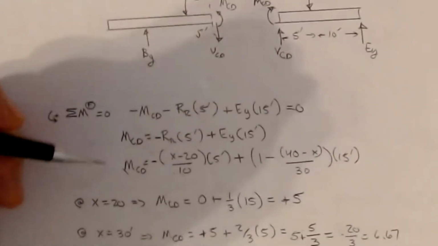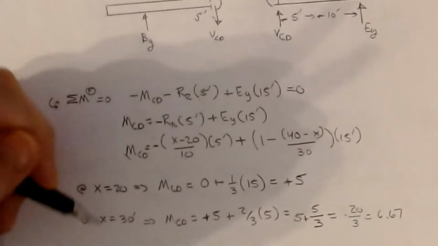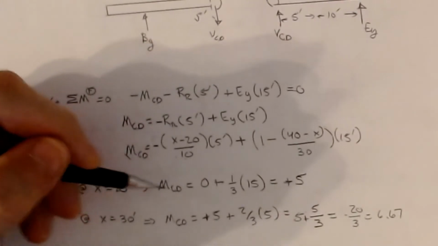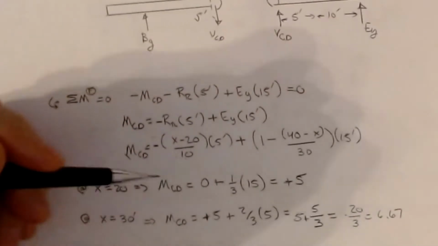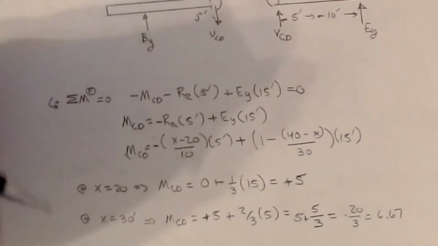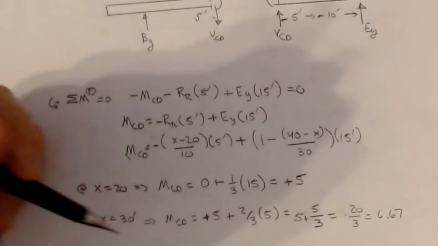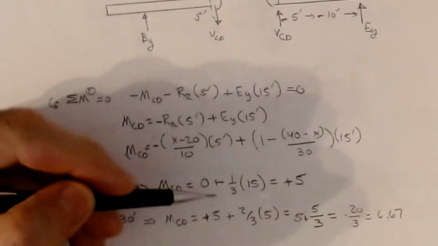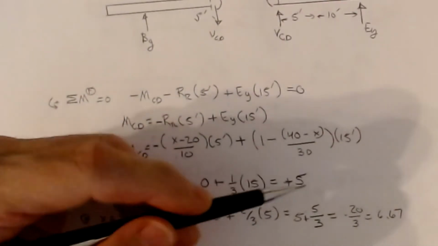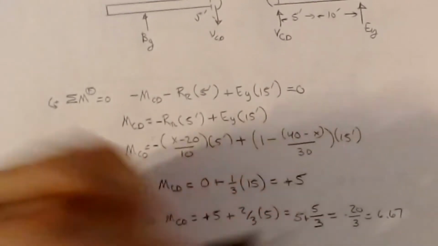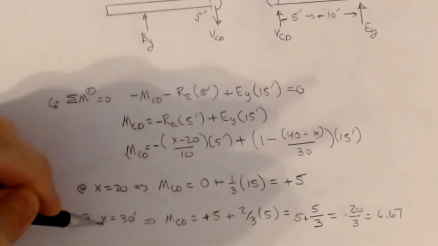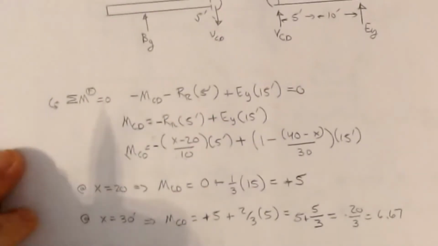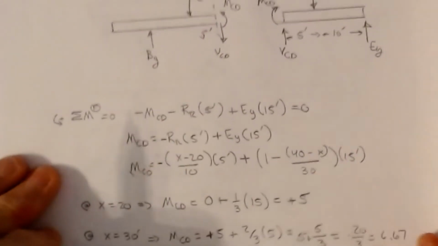So if we plug in our values for x equals 20 and x equals 30, MCD is going to be positive 5 at 20, which is what we had before. Okay, and there are no sudden jumps on this, so that makes sense, that checks. And then at x equals 30, I plug in 30 and I get a value of 5 plus 2/3 of 5, or 20 over 3, which is 6.67, will be the moment at CD when the point load is located at 30 feet over there. All right, okay. So one more section to go.